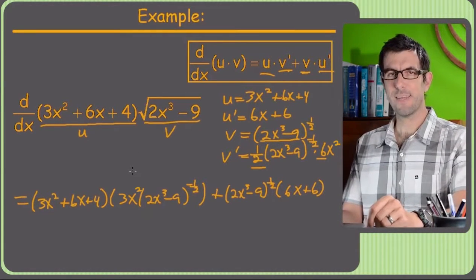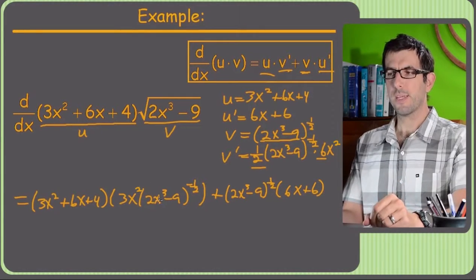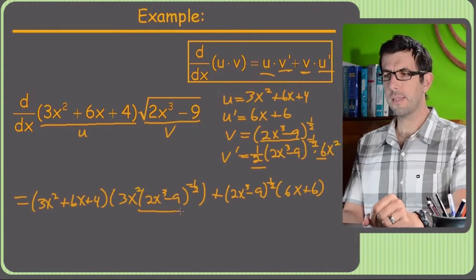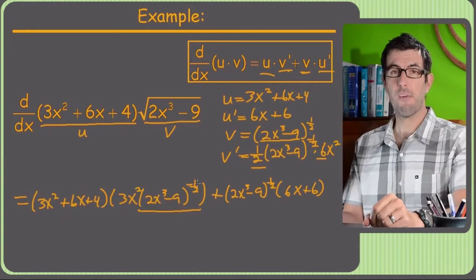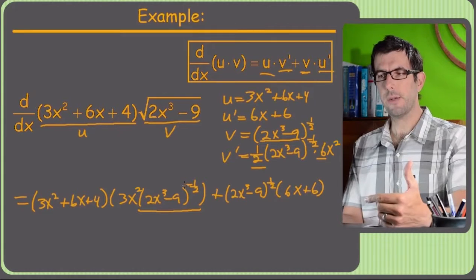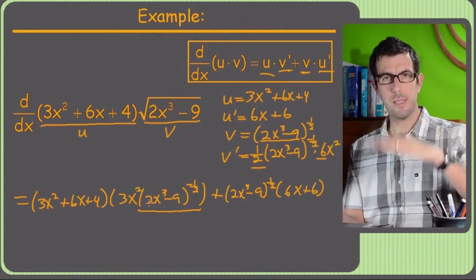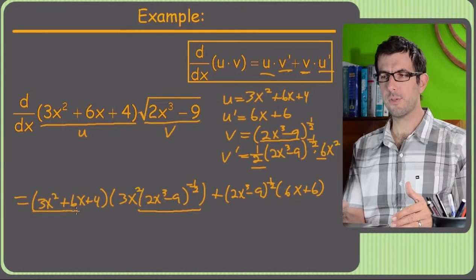All right, good times. Now, if you really felt like munching on this thing for a while, you could say to yourself, you know what? This 2x cubed minus 9 to the negative 1/2 power, first of all, it's a square root, and it's in the denominator. So you could rewrite this with 2x cubed minus 9 as a radical in the denominator of a giant fraction under all this other junk.